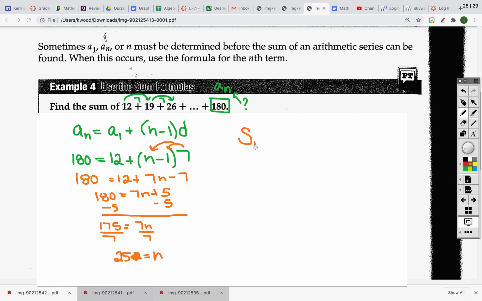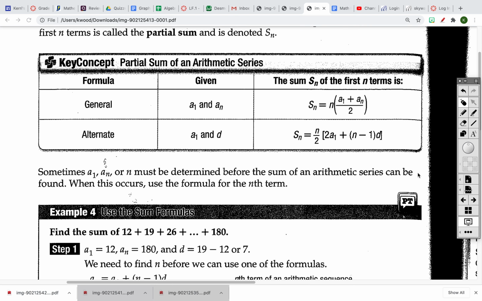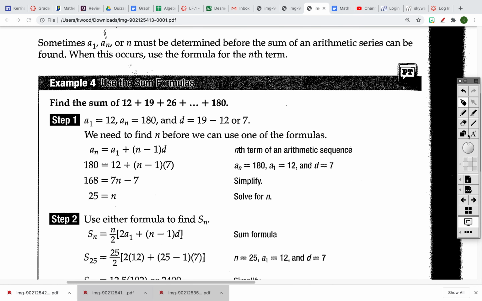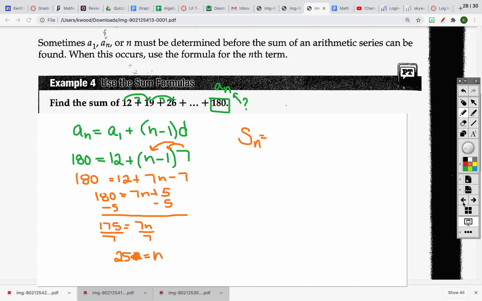So the sum, the partial sum, the sum of the numbers up through n is equal to, and let me look at that equation again. That's what I thought it was. It is n times a of 1 plus a of n divided by 2. So we simply plug in our numbers.